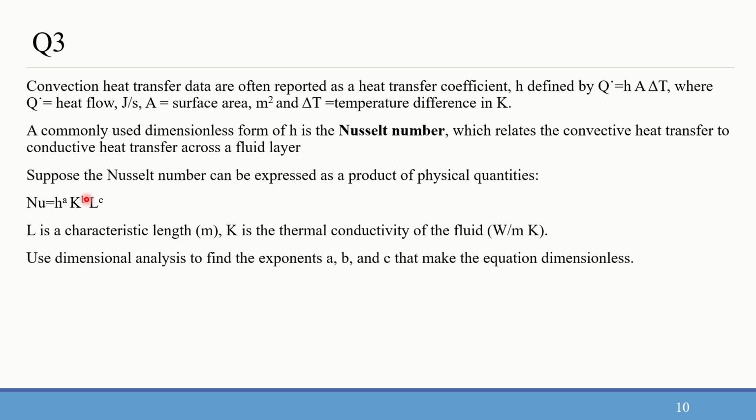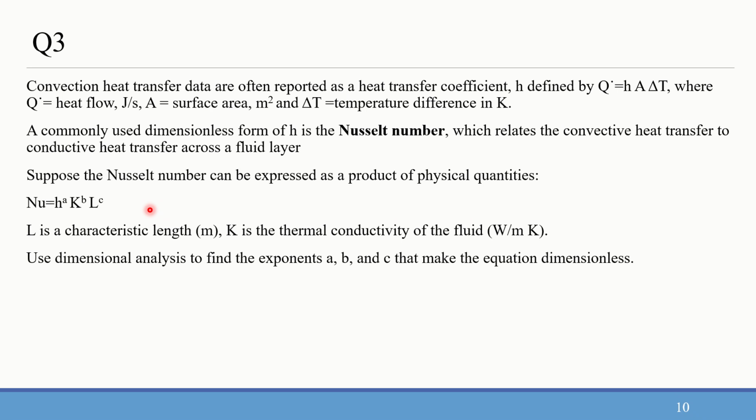So now we are asked to find what this expression is. We have been given the expression as H^a K^b L^c. So we are asked to find what a, b and c are, so that the equation becomes dimensionless. So that is the question. So we need to find the values of a, b and c, so that the Nusselt number in this particular form becomes dimensionless. So I hope it is clear.